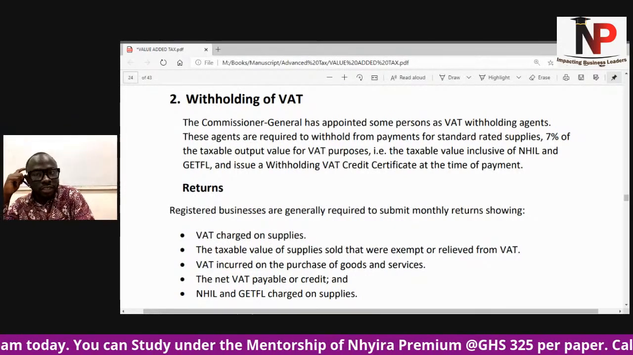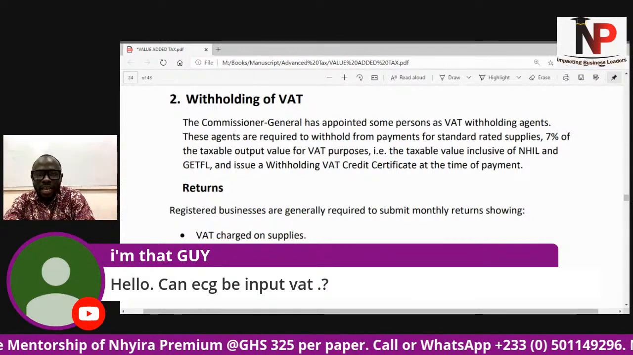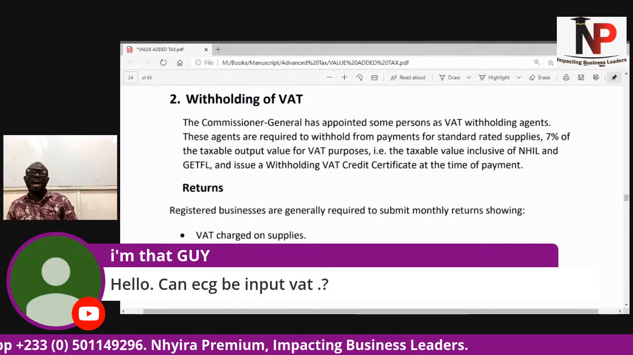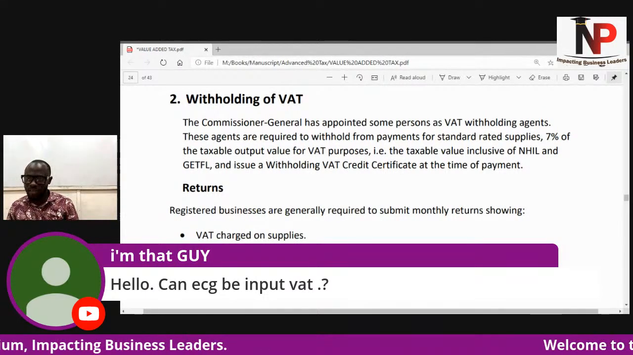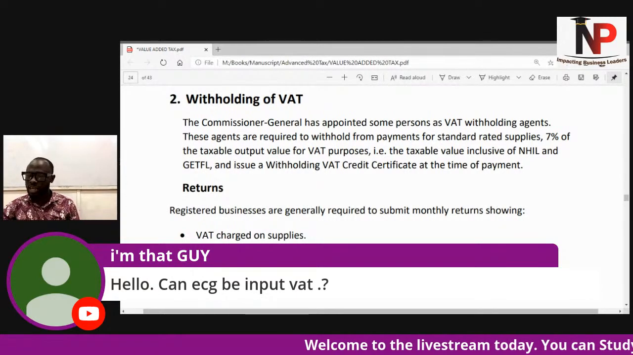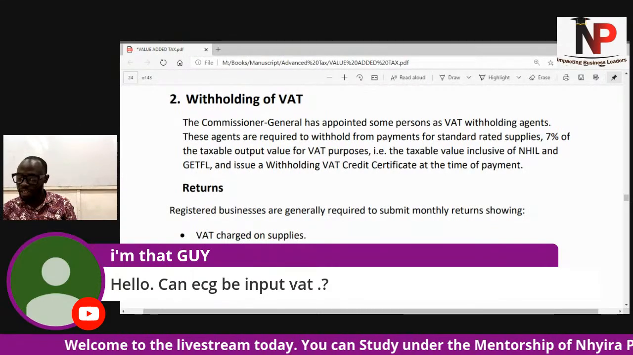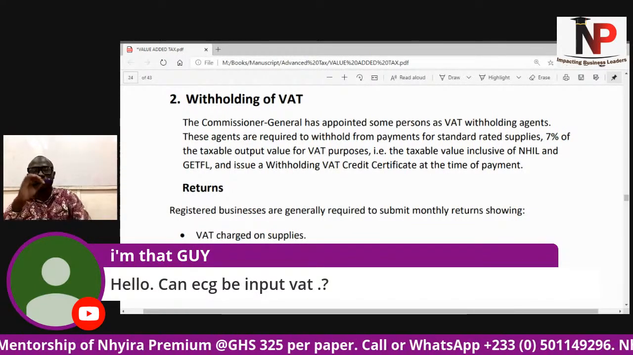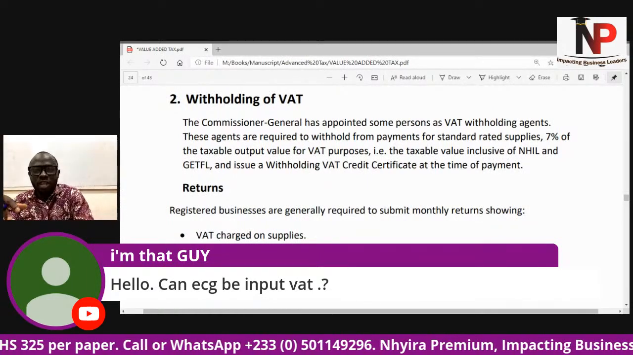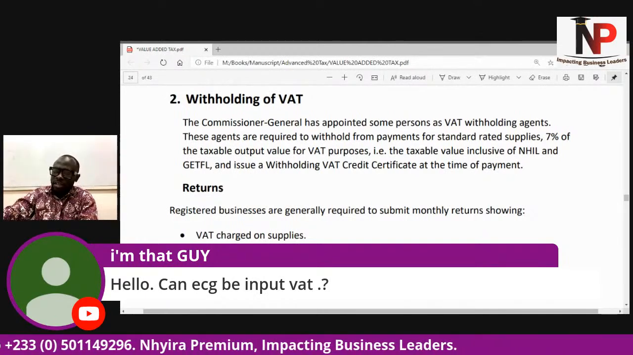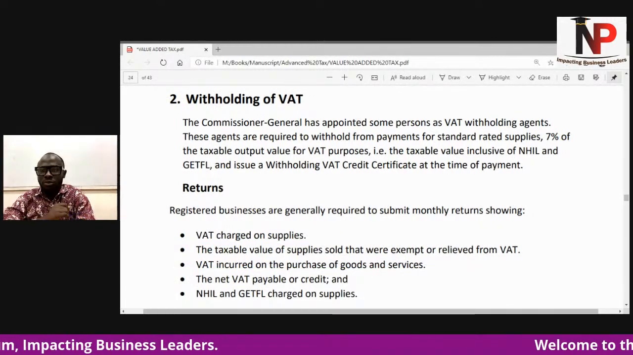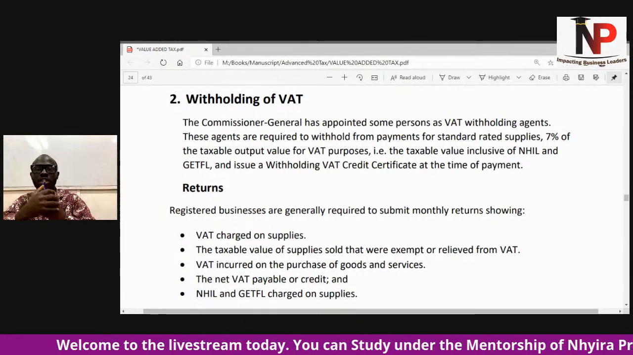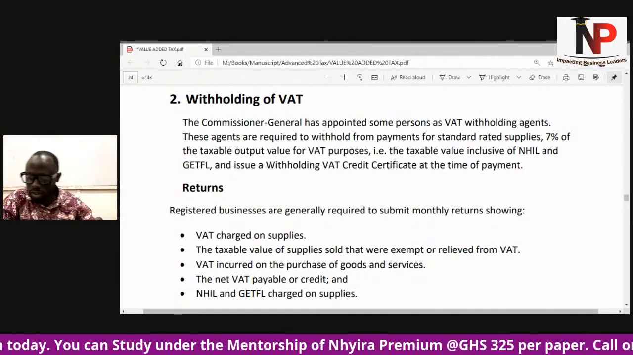Okay, so let's go to withholding VAT. I see a question from I Am That Guy. He said, hello, can ECG be input VAT? Yes, to some extent, businesses can claim. I would have to confirm that specifically for Ghana, but I think to some extent businesses can claim tax on that. It depends. Once you are a registered business, if you bought the thing and they charged you VAT on it, you can claim a VAT credit or relief on that. That will be part of your input VAT because you need the power to manufacture the product and to use the equipment and facilities that you are using as an organization. So yes, that will amount to that.